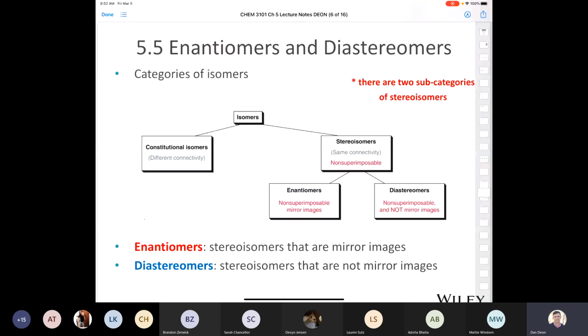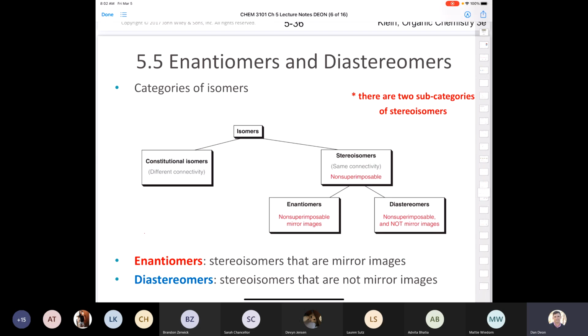Chemistry 3101. Today we're continuing on with Chapter 5, and we looked at this slide at the very end of our last lecture, and we just want to differentiate between enantiomers and diastereomers, and determine what the difference is between those.